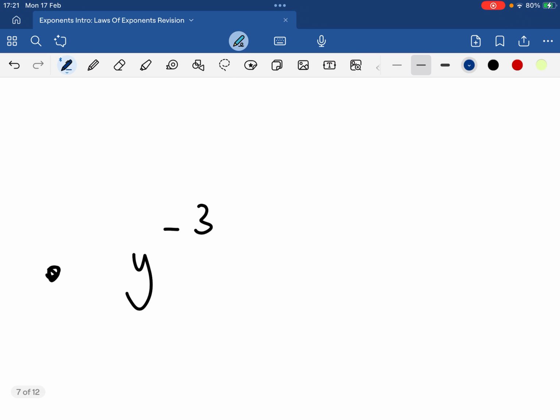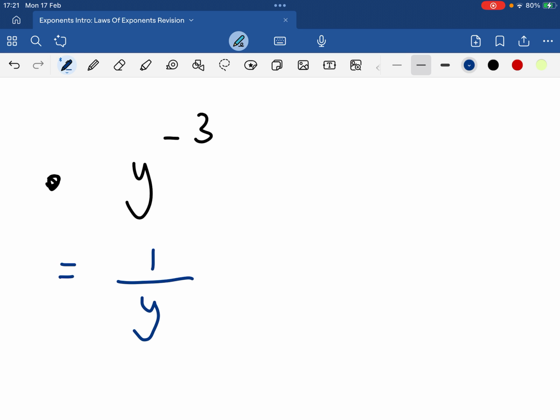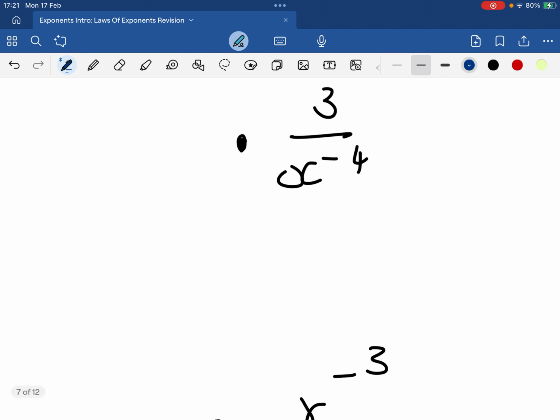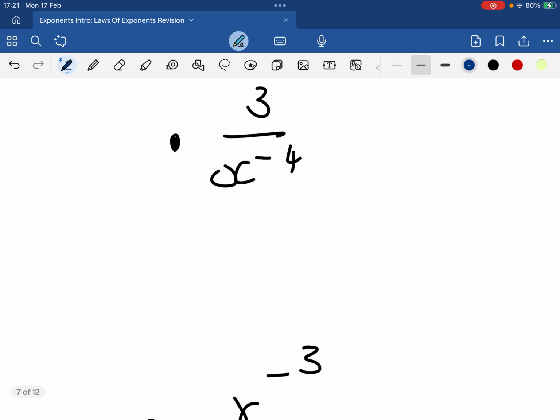Here's another example. If you have y to the power of minus 3, you would move that y down to the denominator to become y to the power of positive 3. If you had 3 over x to the power of negative 4, you would then move this x to the negative 4 up to the numerator. You can do that, but you just have to make sure that you change it to now have a positive exponent.